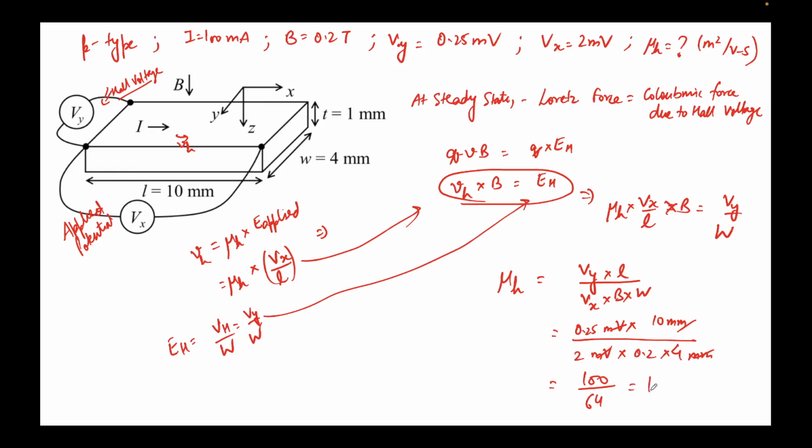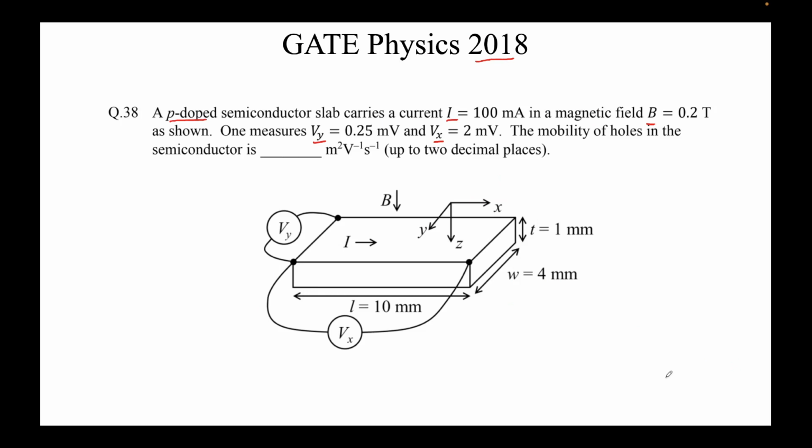So that is 1.5625. It's in SI units, meter square per volt second, because everything is in SI units here. Millimeters got cancelled and millivolts got cancelled. So the value of mu h I got was 1.5625. We were required only 2 decimal places, so if I round it off, it will be 1.56, right? So that is the answer that we have arrived at.